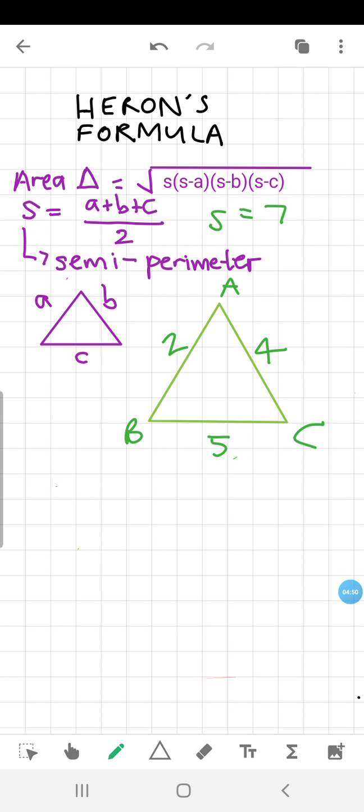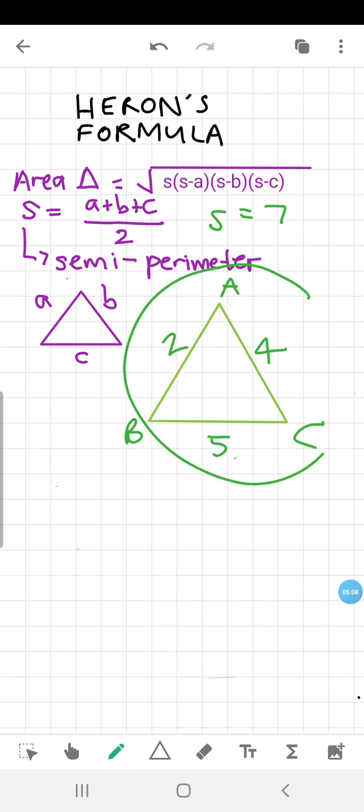Okay, so Heron's formula works where you have a triangle and you don't have a perpendicular height and you don't have any of the angles. But there are a few problems with this formula. I'll explain why after I show you the formula.